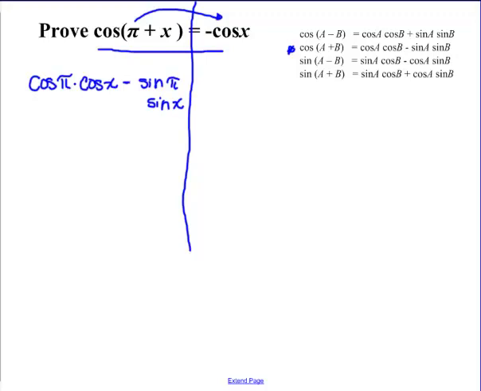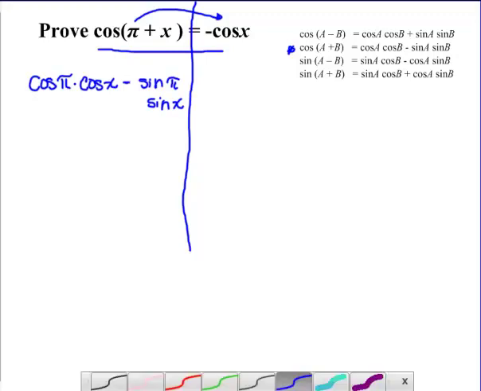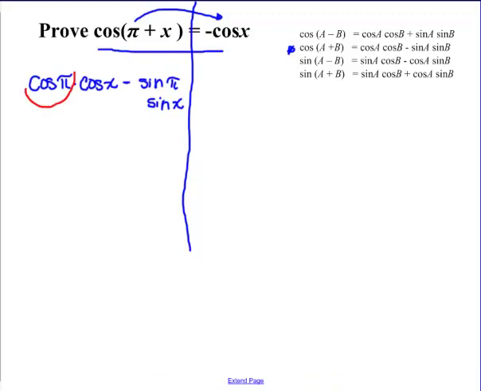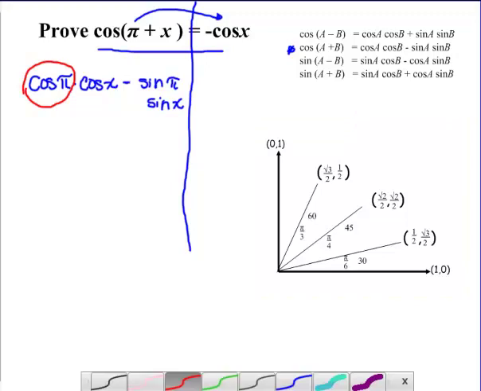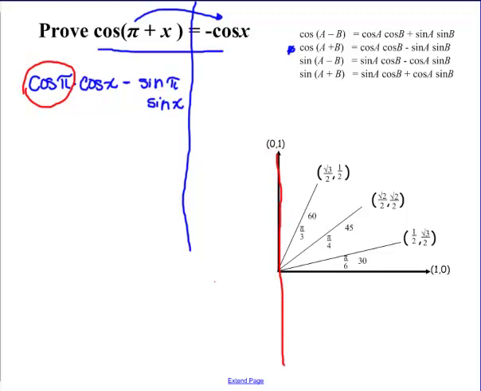Now you're looking at me going, I don't know what the cosine of x is. Yeah, but you do know what the cosine of 180 is. If I bring back my lovely unit circle, cosine of 180 is over here, and that's the point -1, 0. So the cosine of 180 is -1 times the cosine of x.